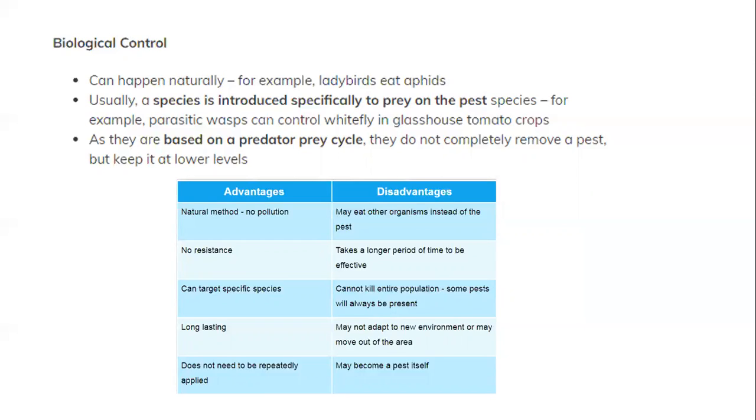What are the disadvantages? They may eat other organisms instead of the pest, and it takes a long period of time to be effective. Cannot kill the entire population within a short time period. And also they may not adapt to a new environment or may move out of the area, and may ultimately become a pest itself.